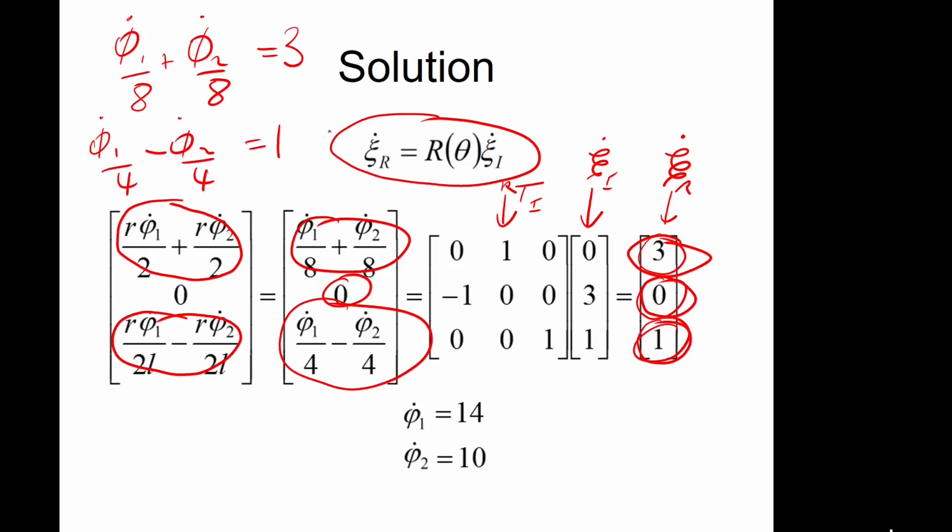So a pair of simultaneous equations, we can solve for that, and if we solve, we'll find we get phi1 as 14 radians per second and phi2 as 10 radians per second. So given we want a certain global velocity, we can work out what wheel speeds we need to accomplish this.